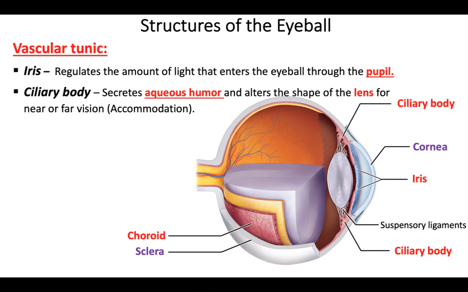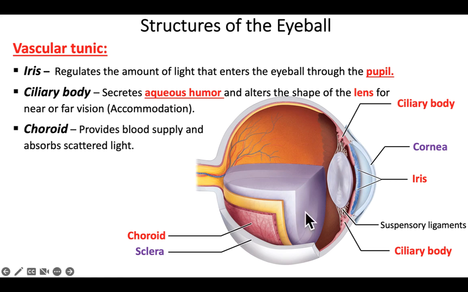So that's the ciliary body. Then if you continue, it's going to kind of transition into what's known as the choroid. And the choroid basically is this layer in between the sclera and the retina. All right, so sclera again is the white. This yellow is the retina.